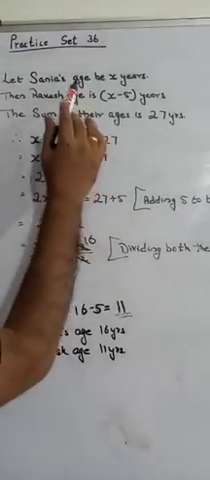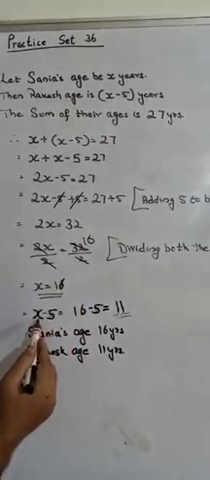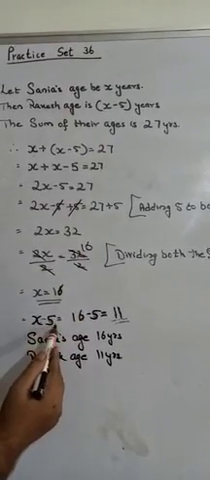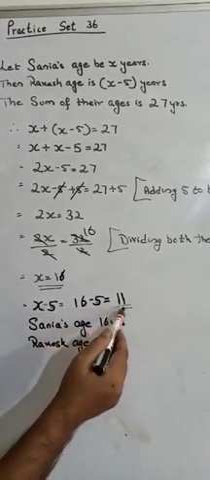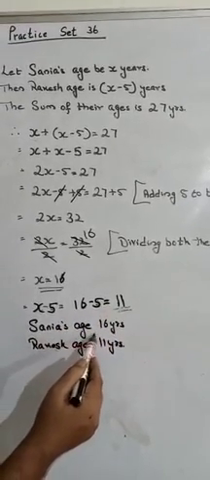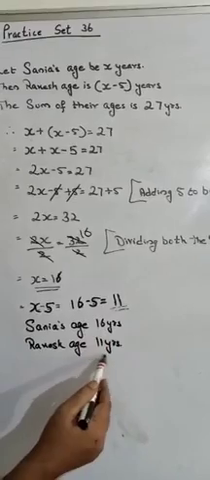x is Sanya's age, that is 16, and Rakesh's age is x minus 5. So x we got 16, and minus 5, that comes to 11. So Sanya's age is 16 years and Rakesh's age is 11 years.